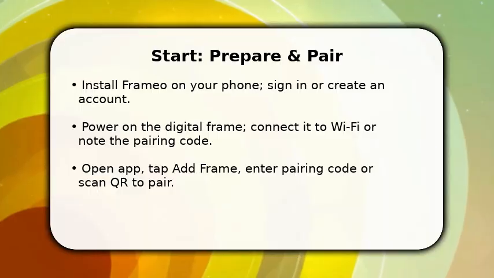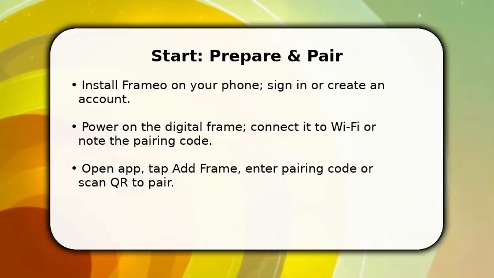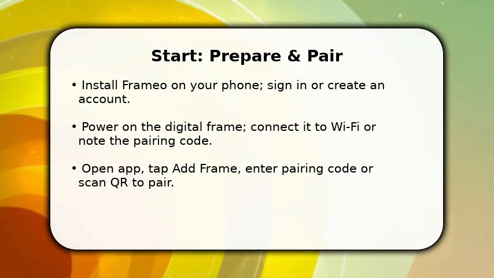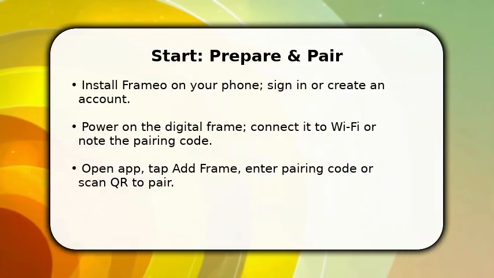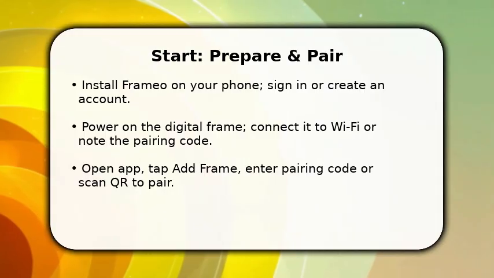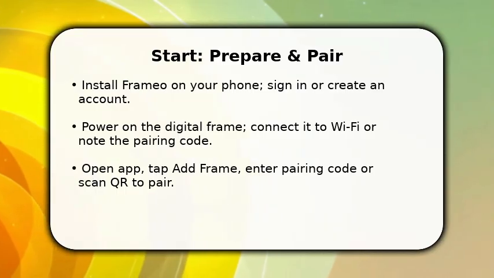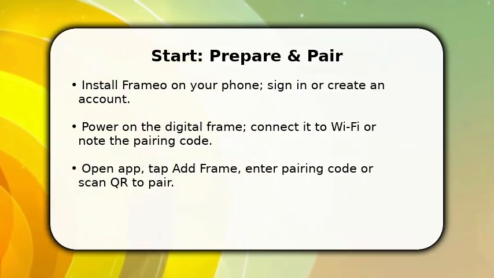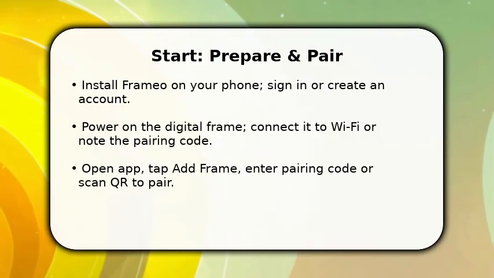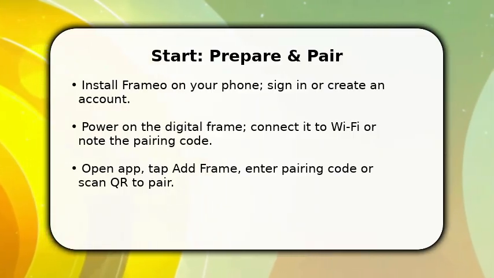Enjoy the video. You begin by getting the essentials in place. Install Frameo and sign in so your identity is ready. Once done, power on the frame and connect it to the same Wi-Fi network or display the pairing code. Next, open the app, choose Add Frame, and enter that code or scan the QR. This links the device to your account.